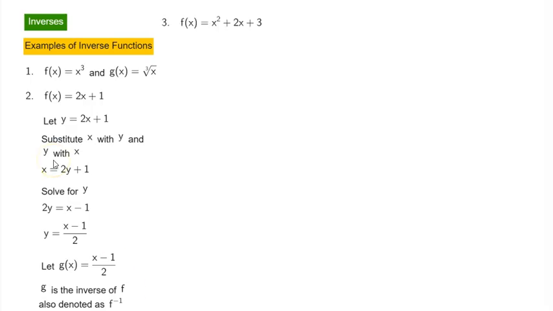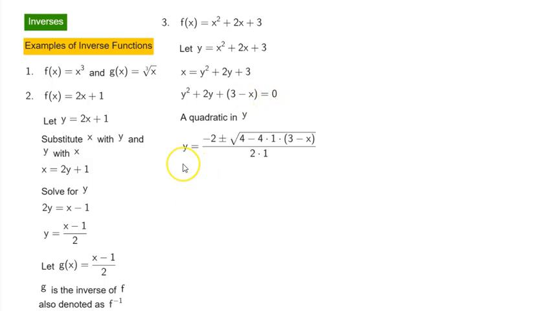Now let's look at the third example. x square plus 2x plus 3 is f of x. Let y be equal to x square plus 2x plus 3. Again, x and y, we exchange. y square plus 2y plus 3 minus x equal to 0. A quadratic in y, which is what we have now. We use the quadratic formula to solve for y, because that is what we have to do now.